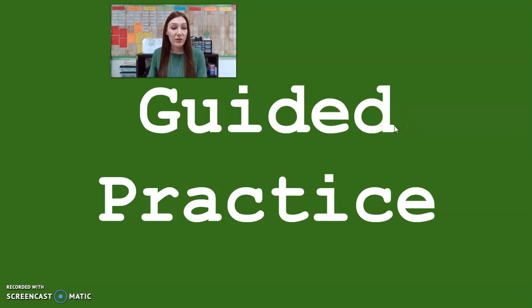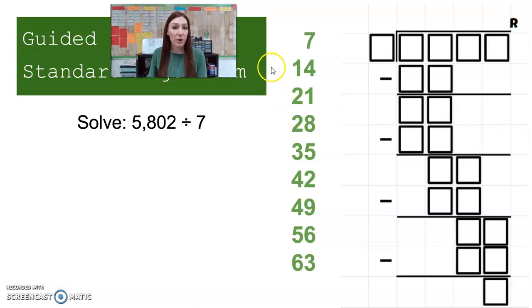All right, let's go ahead and do a few guided practice problems together. Our problem reads 5,802 divided by 7. So our dividend is 5,802, not 82. I already have my multiples of 7 listed. I just need my steps for long division.